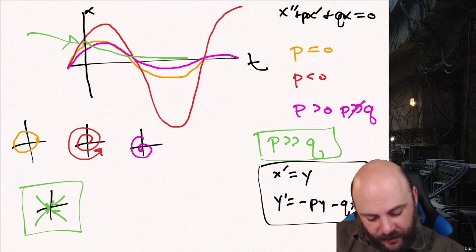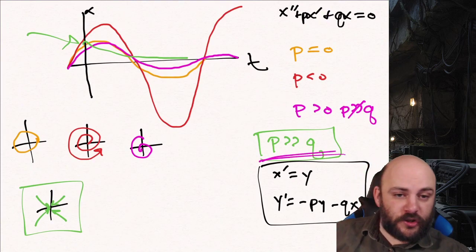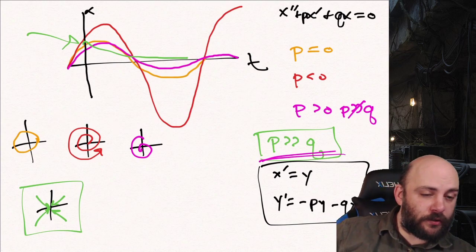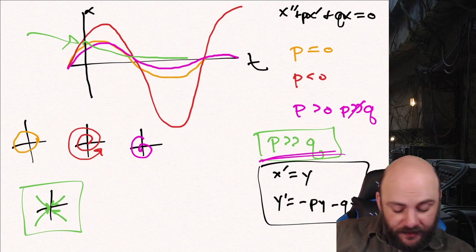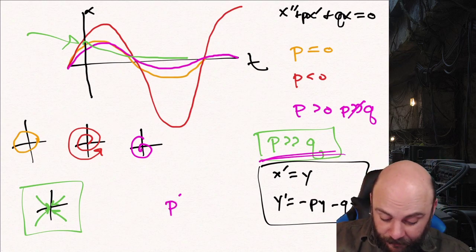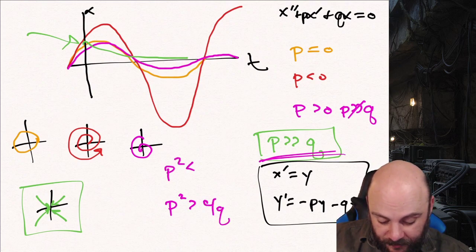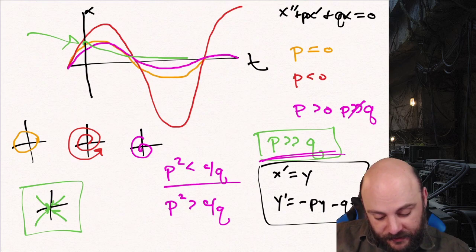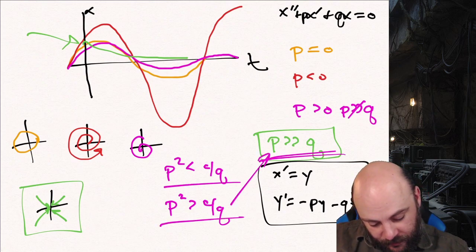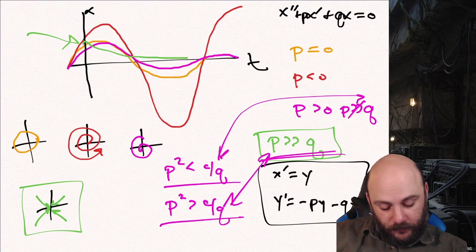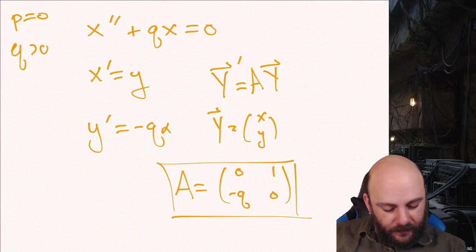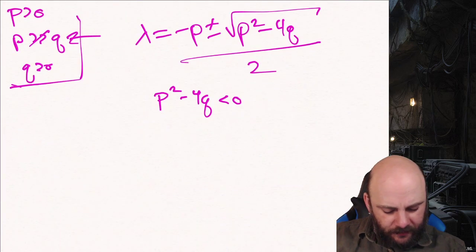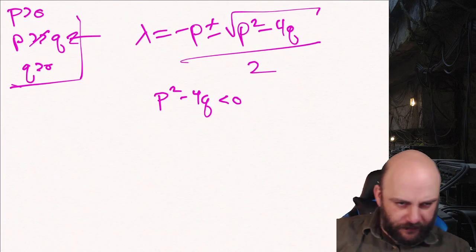in the green scenario, P was much larger than Q, which ensures P squared minus 4Q is positive. The exact line is P squared needs to be greater than 4Q, or P squared needs to be less than 4Q. These are the statements analogous to much greater than, not much greater than. Okay? I don't like speaking exactly because I like to confuse you guys.